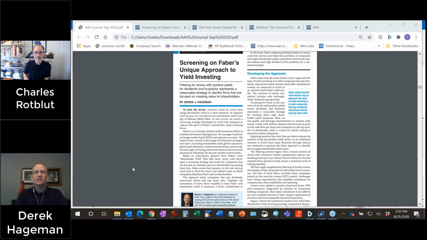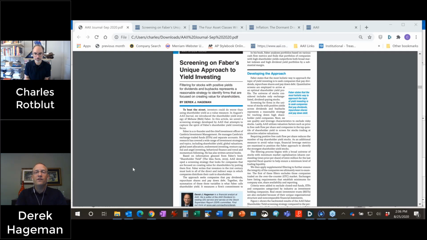So another thing we did is we required positive free cash flow per share, which reduced the number of top shareholder yielding stocks. And then as an additional measure to avoid value traps, financial leverage metrics were examined to position the Faber approach to identify really the strongest shareholder yield stocks.